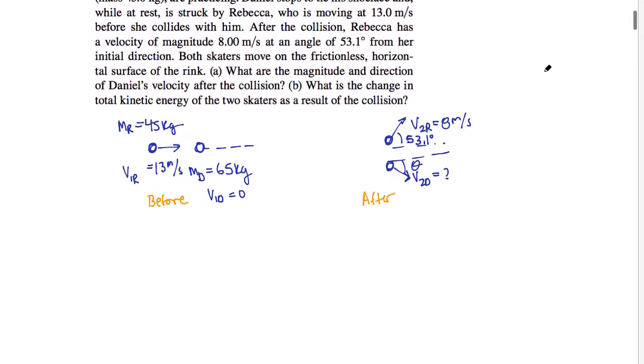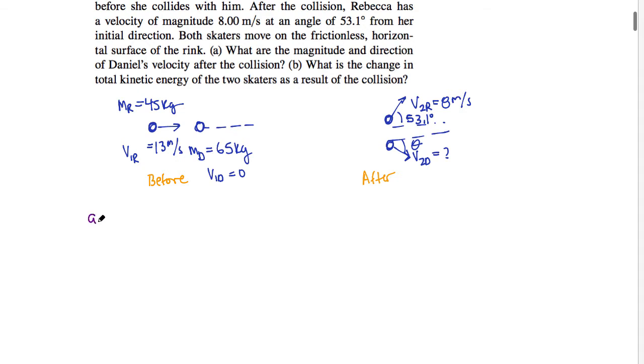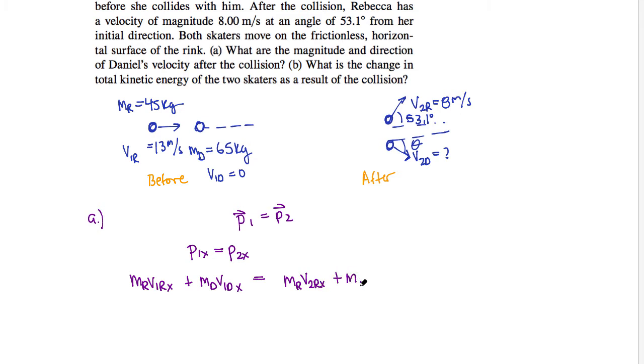In order to do that, we're going to set up conservation of momentum. So I have P1 is equal to P2, and these are vector quantities. Since I have a two-dimensional problem, I need to do the x and the y separately. So for the x direction, P1x is equal to P2x, and I can break this into mass of Rebecca times her initial velocity in the x direction, plus the mass of Daniel times his initial velocity in the x direction, is equal to the mass of Rebecca times her final velocity in the x direction, plus the same for Daniel.